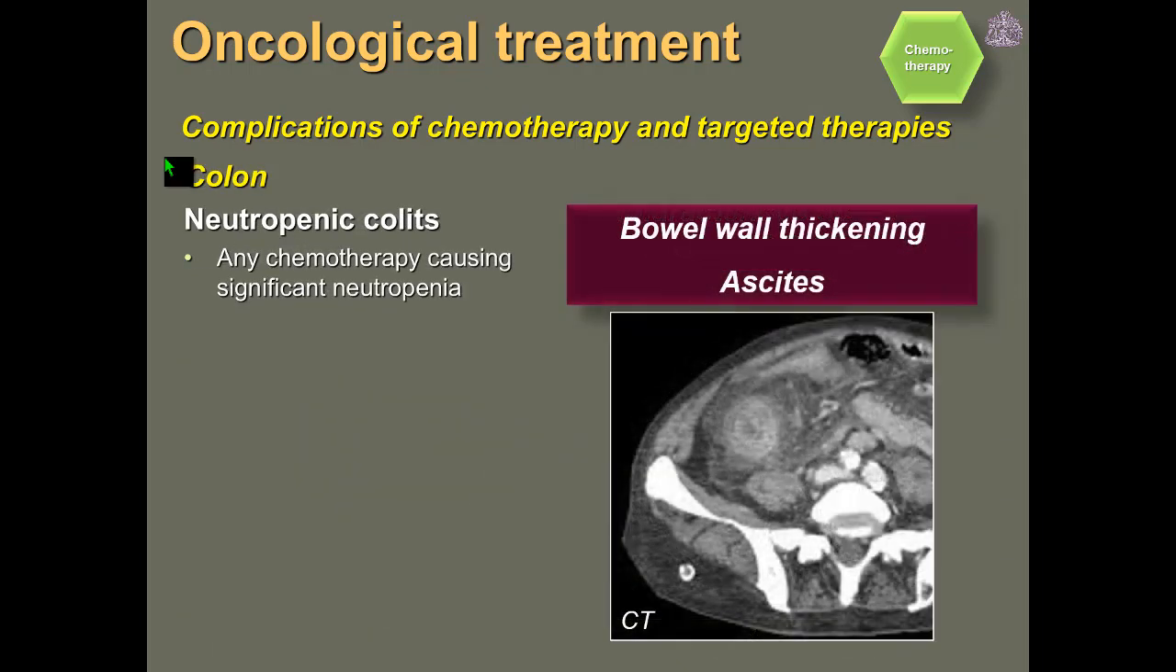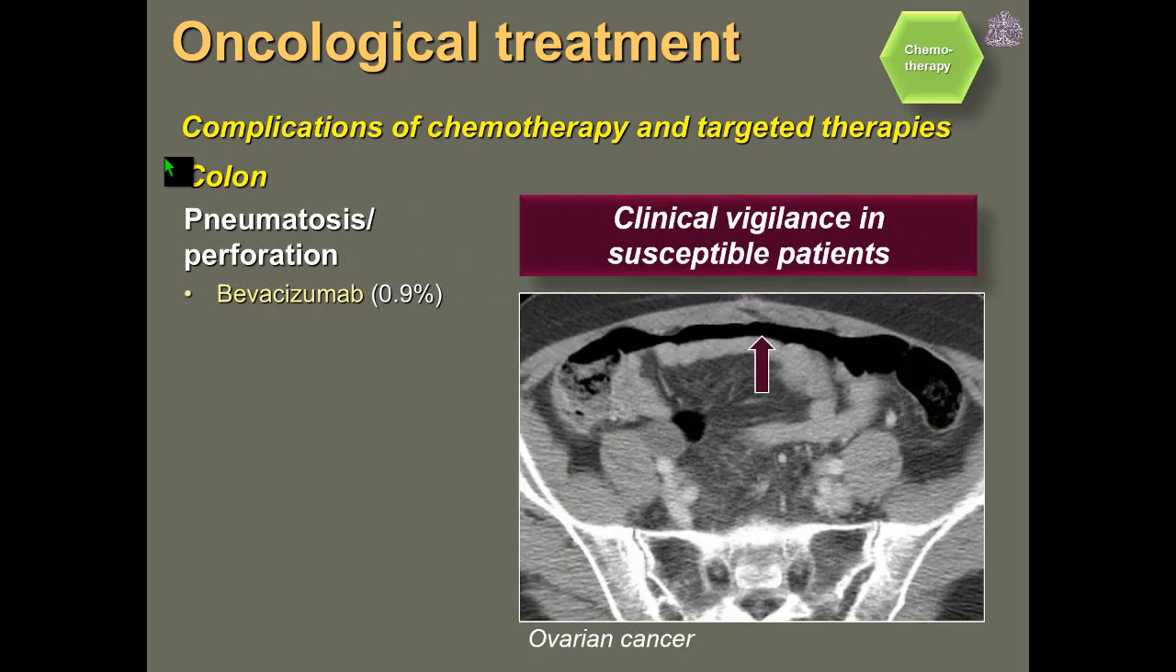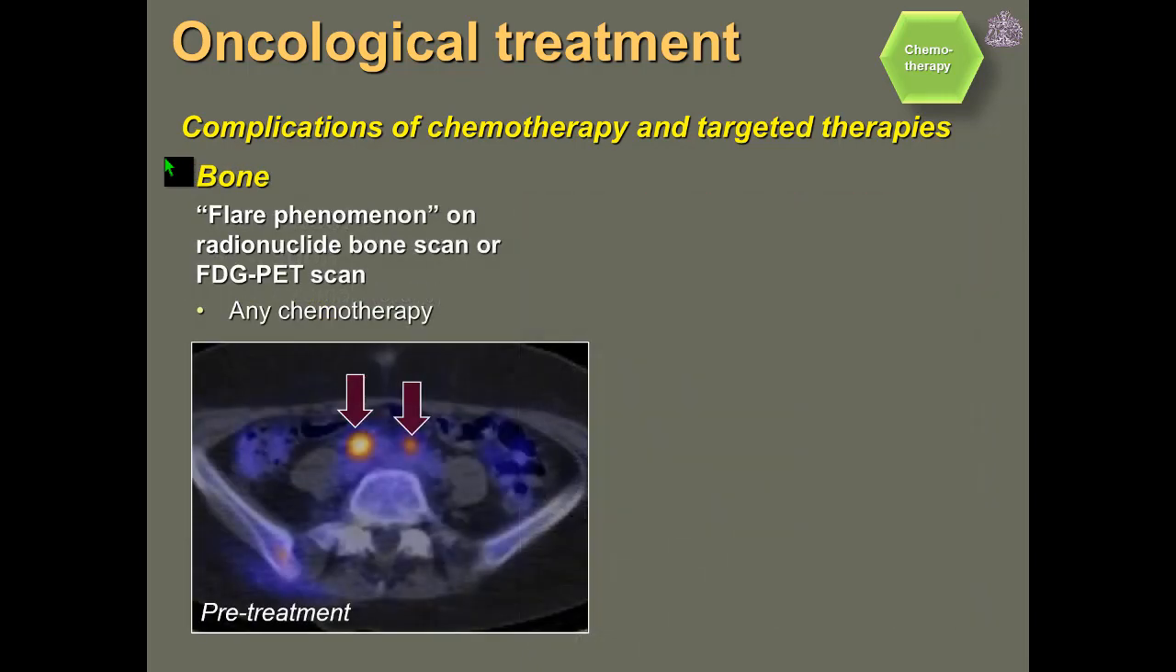So neutropenic colitis, Kiran has talked about it, so I won't bore you with too much detail. And the one complication that we see quite a lot in adults receiving bevacizumab is bowel complication. Reportedly, it's only about 1%, but we definitely have more than 5 cases a year at an institution. So I do think that the incidence is probably a little bit higher. So strong clinical vigilance in susceptible patients is required.